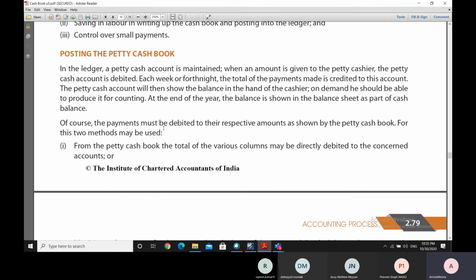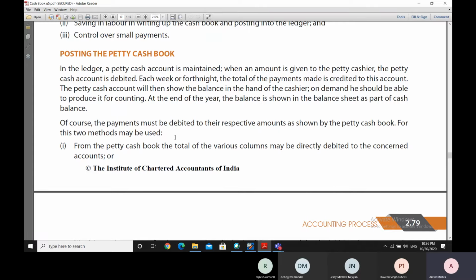Of course, the payments which are made must be debited to the respective accounts, as shown by the petty cash book. For this, two methods may be used, because when we are making payment, the payments are being made of the respective amounts on account of the reason which is mentioned there. So we have to debit those amounts in the respective accounts. Now, for that, two methods are used.